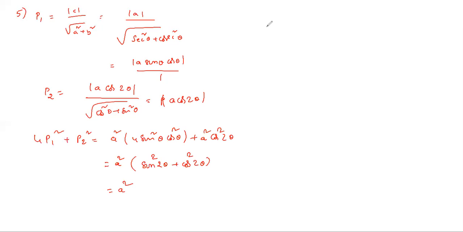Next, the sixth one. Find the quadratic equation whose roots are the x and y intercepts of the line passing through the point 1, 1. So you take the intercept form x by a plus y by b equals 1. This line is passing through 1, 1. So by substituting, we will get 1 by a plus 1 by b equals 1. So this implies a plus b equals ab, one condition.